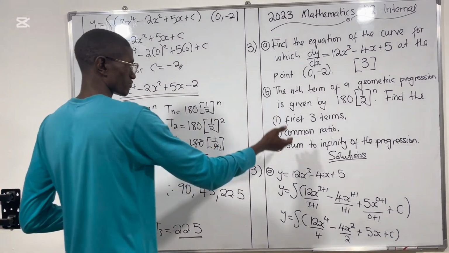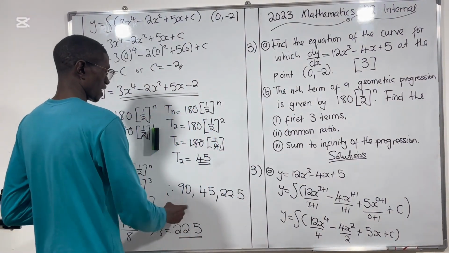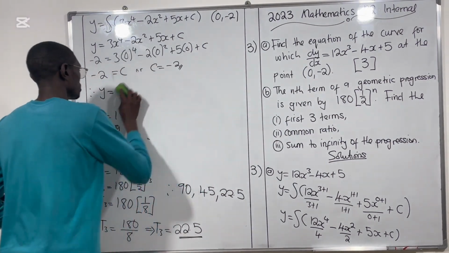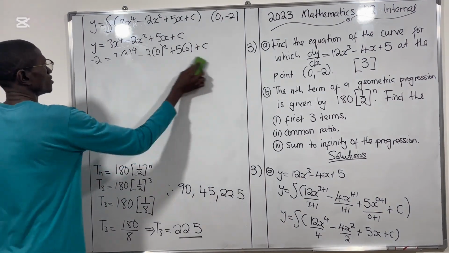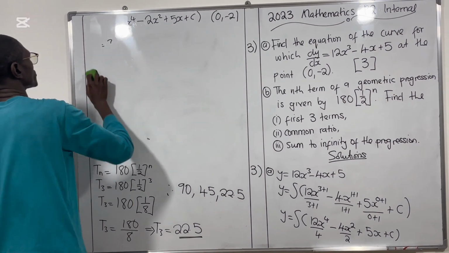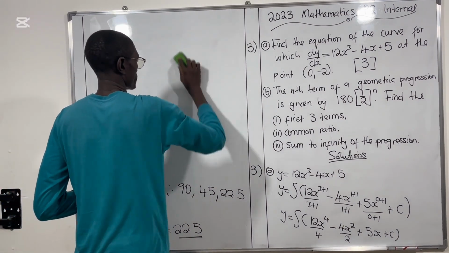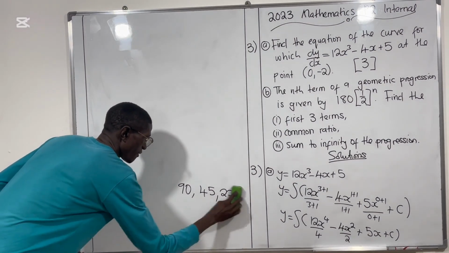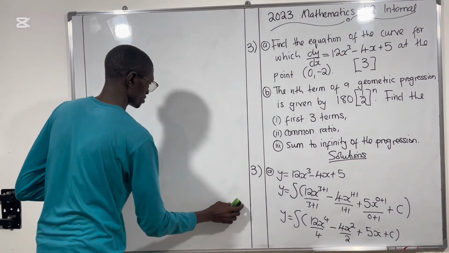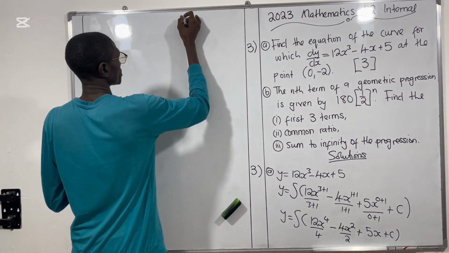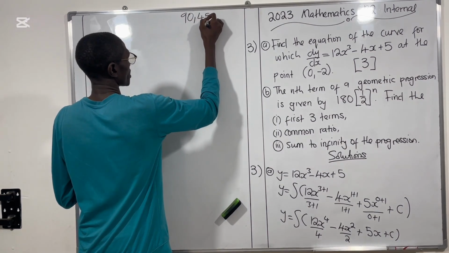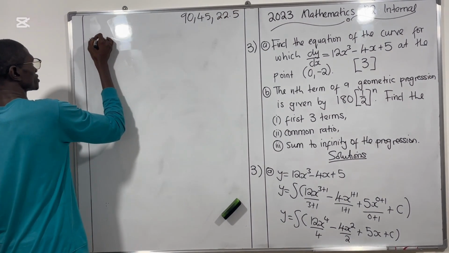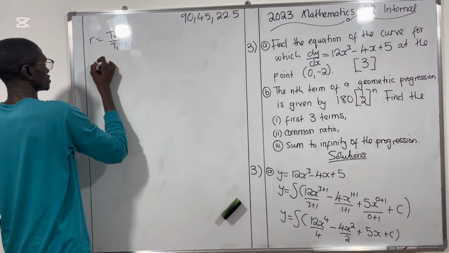So for us to answer the rest of the question, we simply need to take note of at least the first 2 terms. So the first term is 90, second term is 45, because we need to find the common ratio for us to answer the remaining questions. So we can simply write the entire progression there, 22.5. So the common ratio is given by the formula T2 over T1.